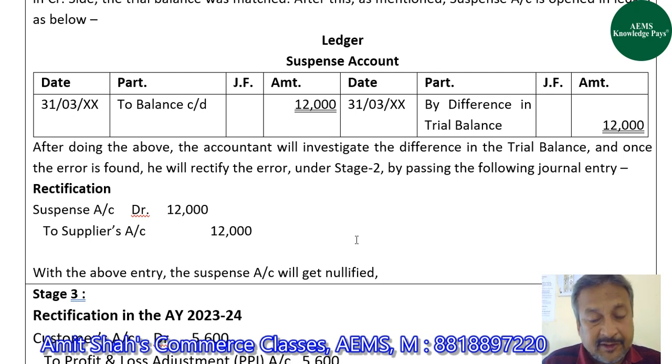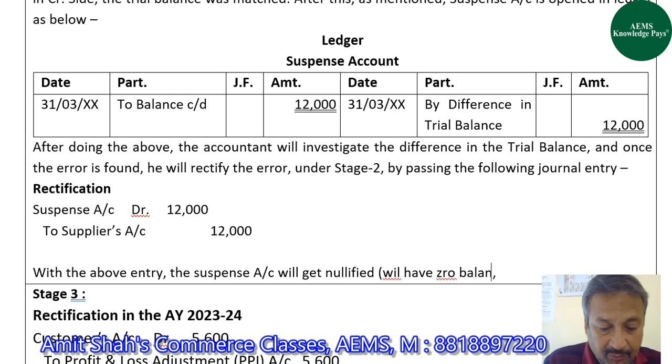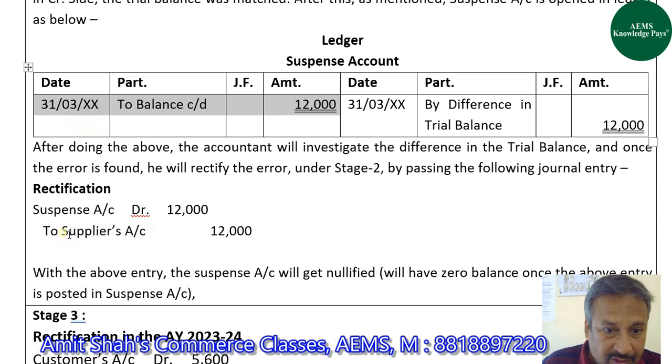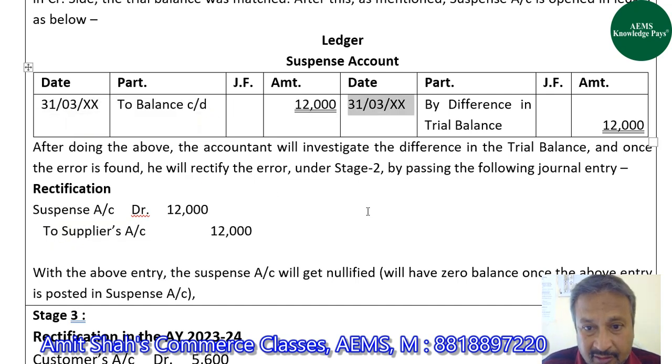So with this entry the suspense account will get nullified, means we'll have zero balance once the above entry is posted in suspense account. When we post this entry in suspense account, what we will do on the debit side, we will write to suppliers account. Should I show that, guys, to you here?